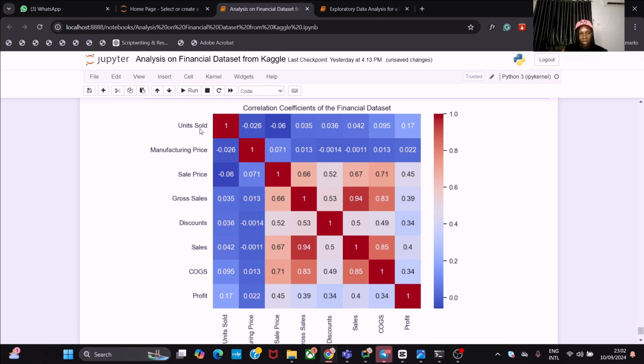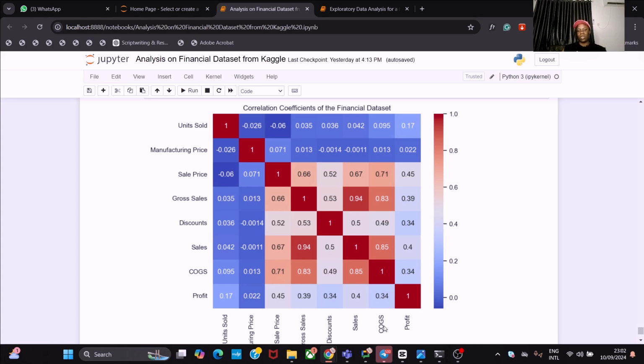Now let's look at the relationship between units sold and cost of goods sold. The first thing I would like to explain is what cost of goods sold is.